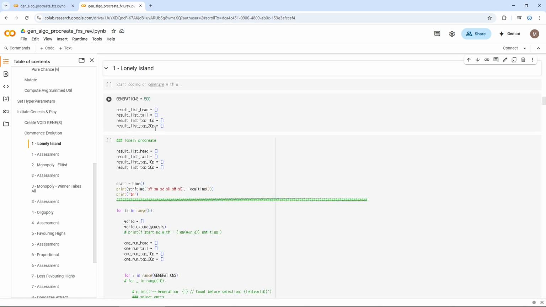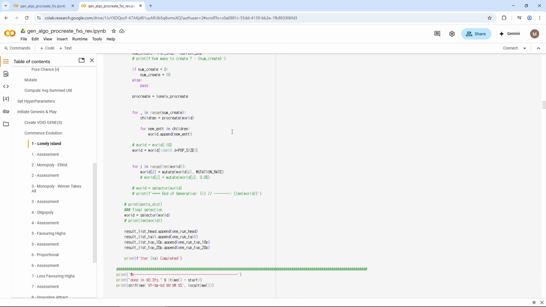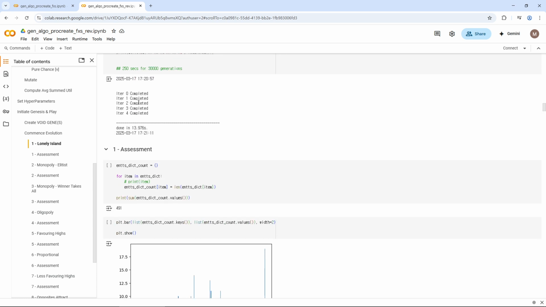So we run all these things, and while we're doing that, the values for the top entity, the head, and the tail, the last entity in descending order, so the entity with the lowest summed utility value, and the average of the top 10% and the average of the top 20% are gathered and stored in this list. And the evolution is started and has been completed.